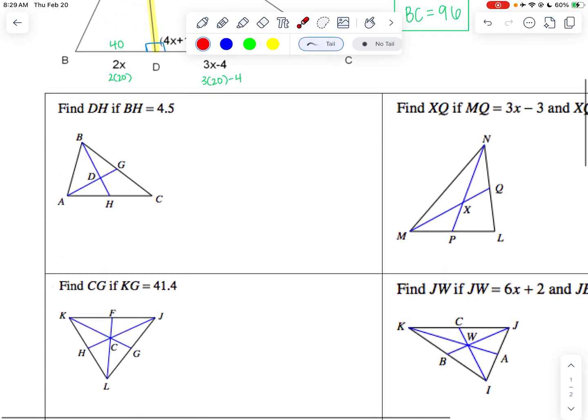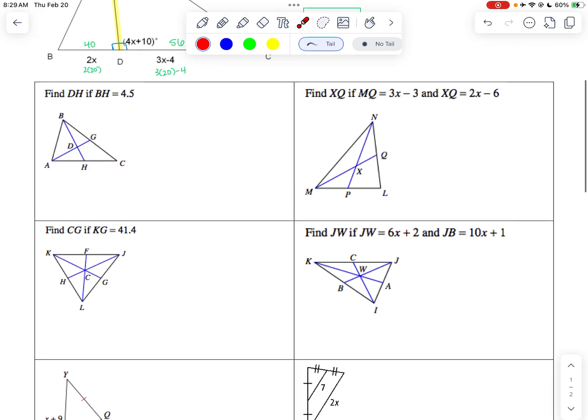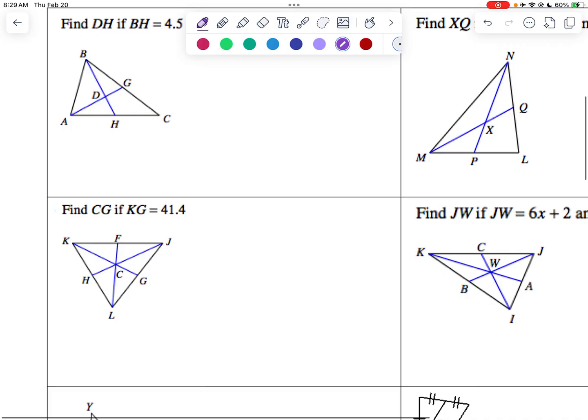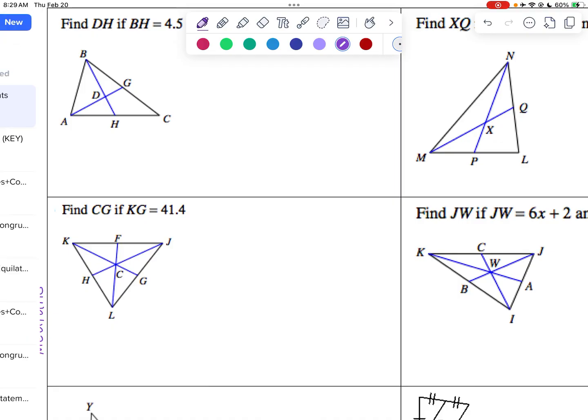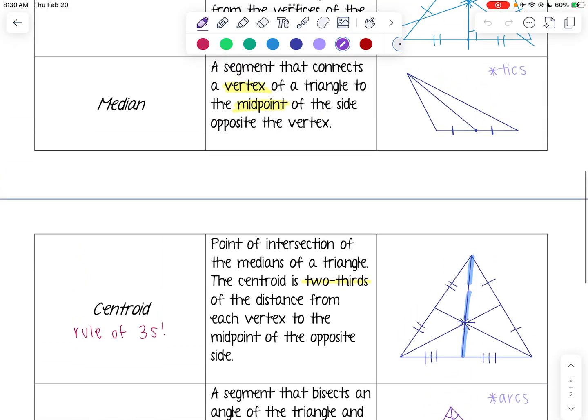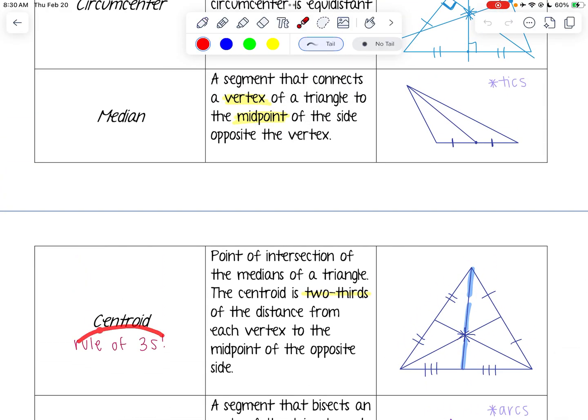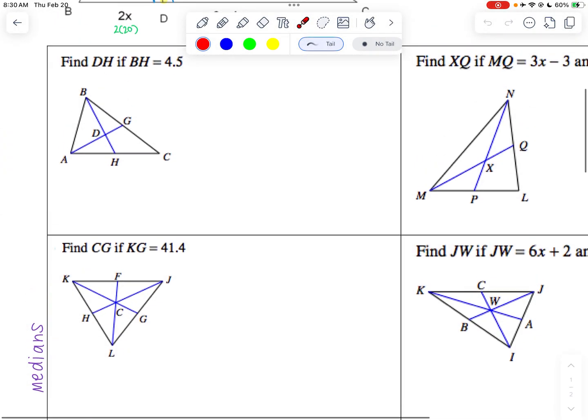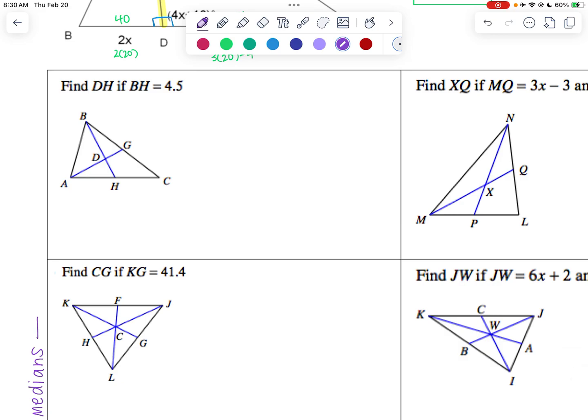Okay. Now, for all of these ones down here, these 4 are medians, and the directions kind of got cut off, and that's okay. But these are all medians. And if you remember from your vocab yesterday, median follows, and centroids follow a rule of 3s. So your median goes from the vertex to the midpoint, and your POC was that centroid, and it follows that rule of 3s. So coming back over here, these are all medians, and there's multiple, which means that I have centroids.